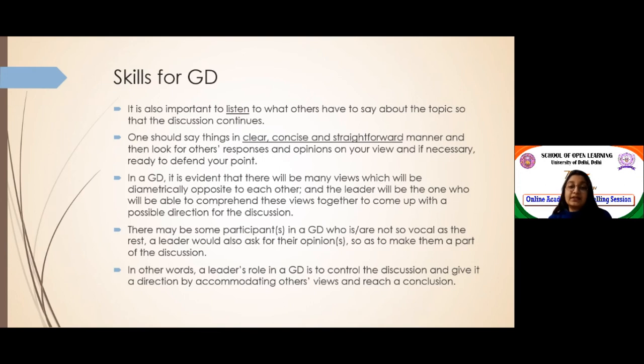In a GD, it is evident that there will be many views which will be diametrically opposite to each other, and the leader will be the one who will be able to comprehend these views together to come up with a possible direction of the discussion. There may be some participants in a GD who are not as vocal as the rest. A leader would also ask for their opinion so as to make them a part of the discussion. So, for example, you are in an organization and you have to plan some kind of an activity, right? So, you as a team manager can take on the position of a leader while talking to everyone else.